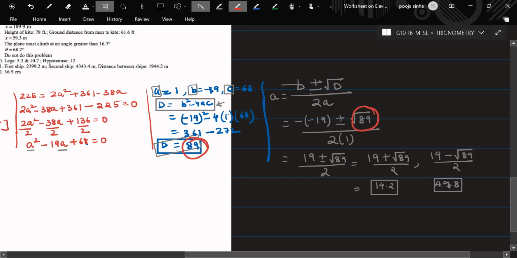Did you get it? And now you just calculate once with a plus sign and later with a minus sign. You get two answers. Yeah, I got it now.